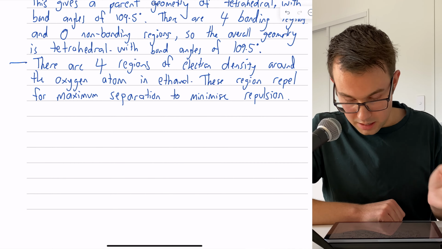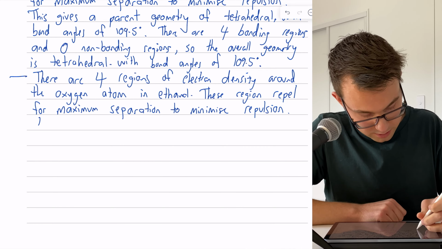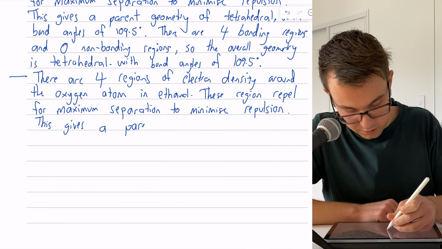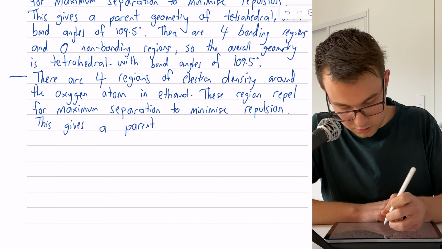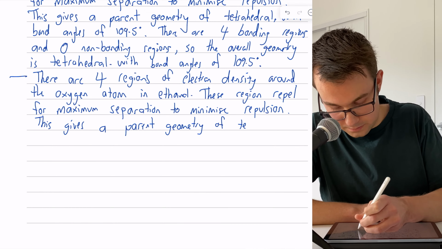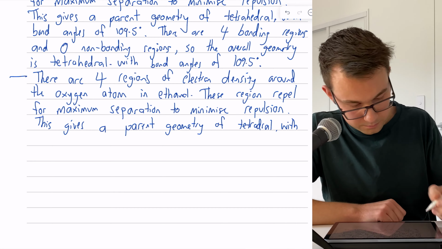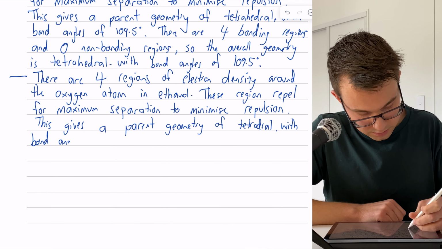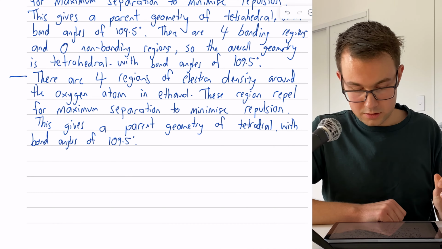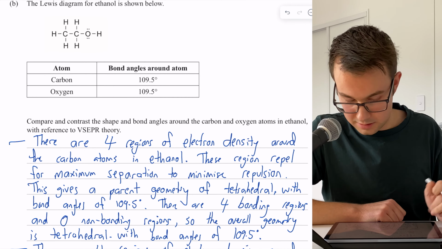Cool. Now, what do they repel into? What shape? What are we making? Again, this gives a parent geometry of tetrahedral with bond angles of 109.5 degrees. Very good. Okay, now this is when things get different. Things get super exciting. Let's go.